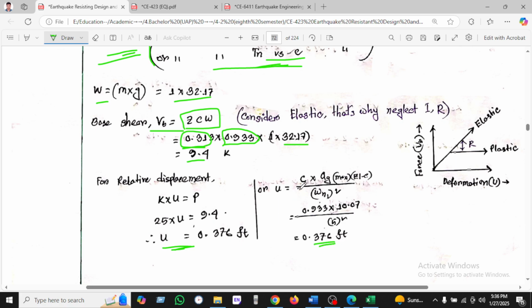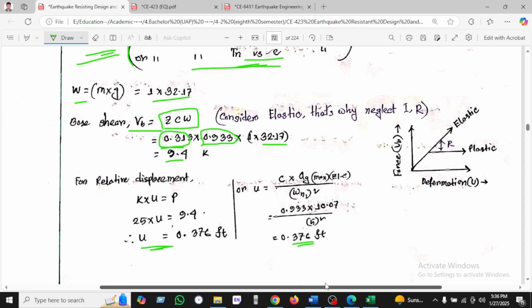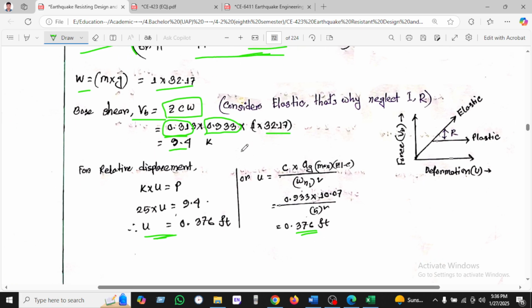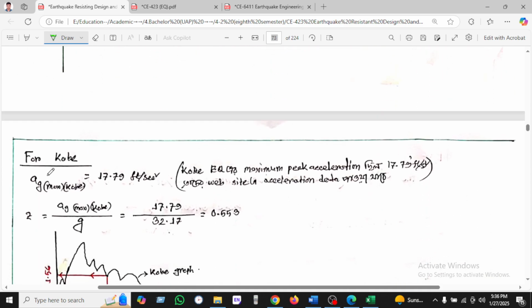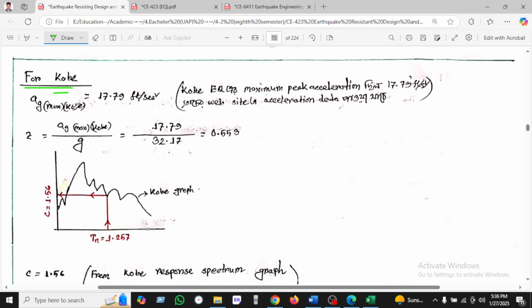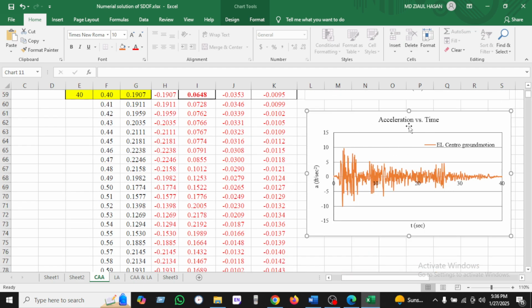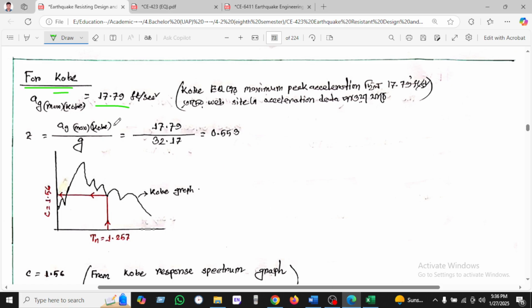So whichever method you use, it depends on you which method you follow, but the two methods are the same. Now we'll go to the another earthquake, which is Kobe. We take the maximum from this ground motion, taken from the PEER ground motion database or NGA, or it will be given in the question. But in the practical field you have to download this ground motion.